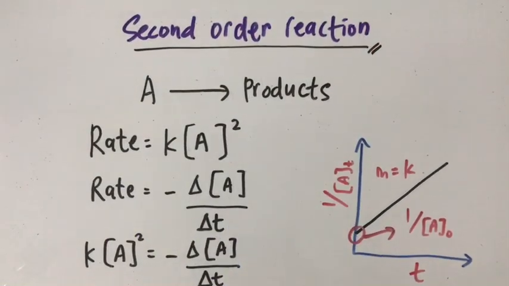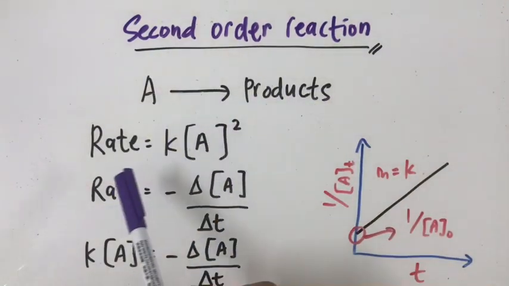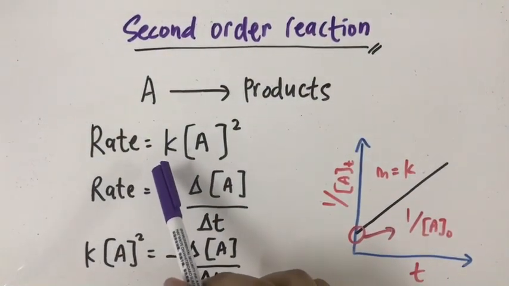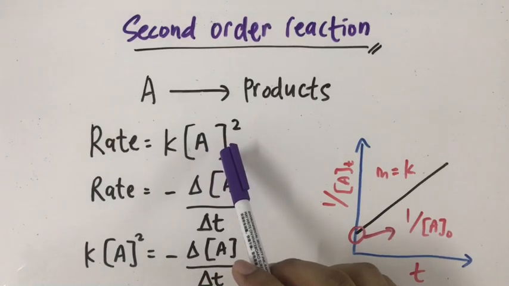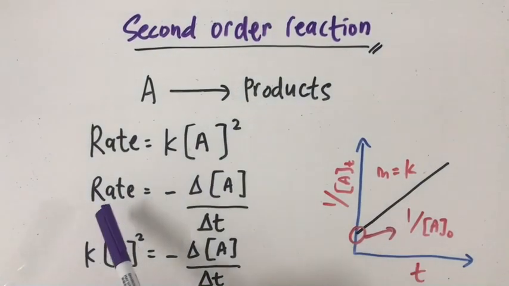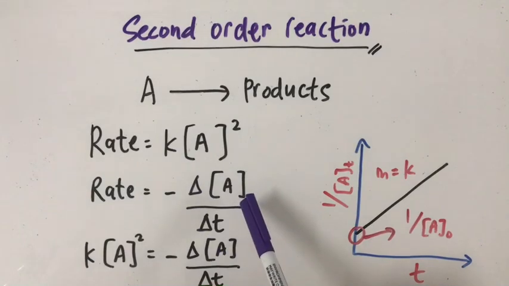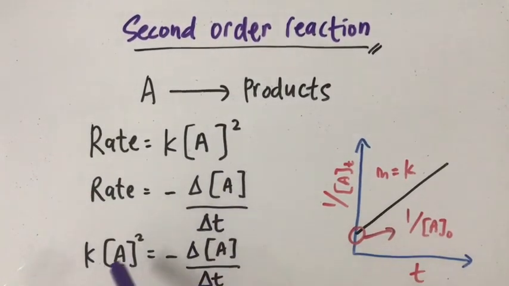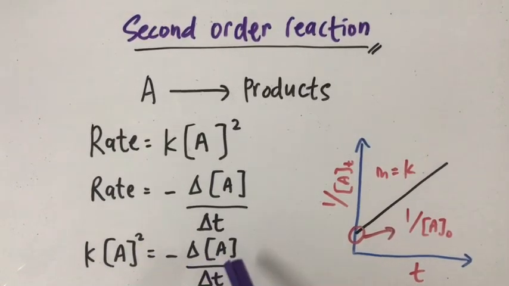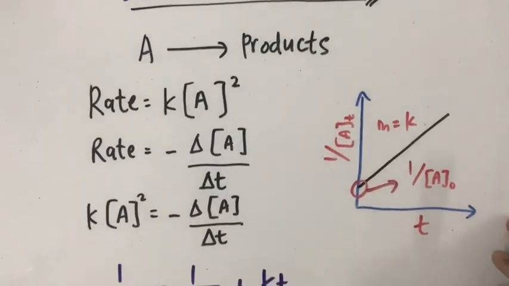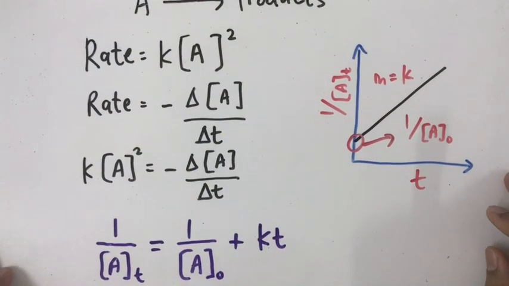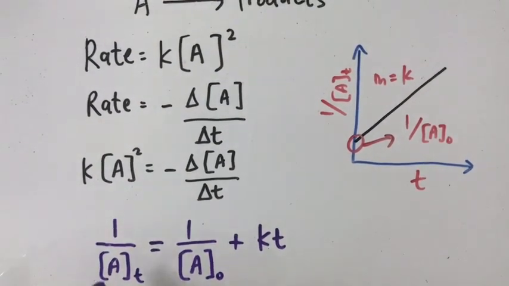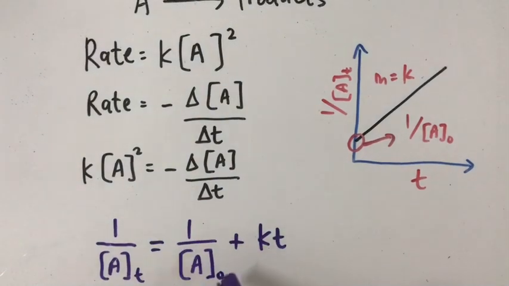For a second order reaction, when A becomes the product, the initial rate will be k times the concentration of A to the power of 2. The rate also equals negative change of A over change of t. When we combine both equations, we get k[A]^2 equals negative change of A over change of t. When we rearrange and integrate, we get the formula for a second order reaction: 1 over [A]t equals 1 over [A]0 plus kt.